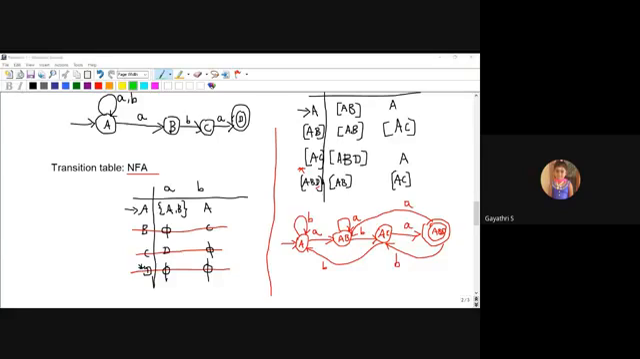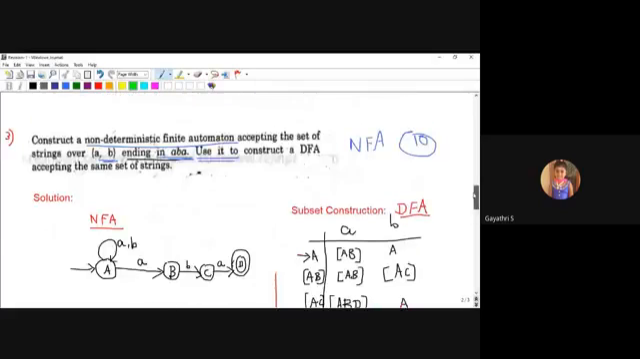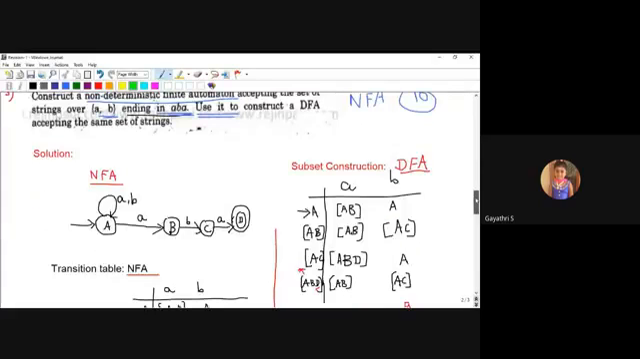Is it clear? Is it clear or not? Okay. It's an important problem, the subset construction method. What is the purpose of the subset construction method? Using the subset construction algorithm, you convert your NFA to DFA.